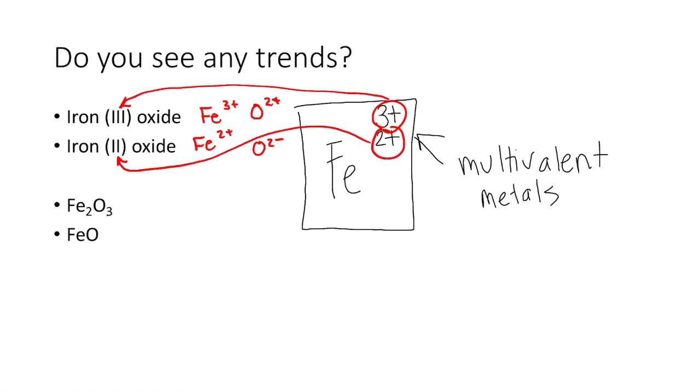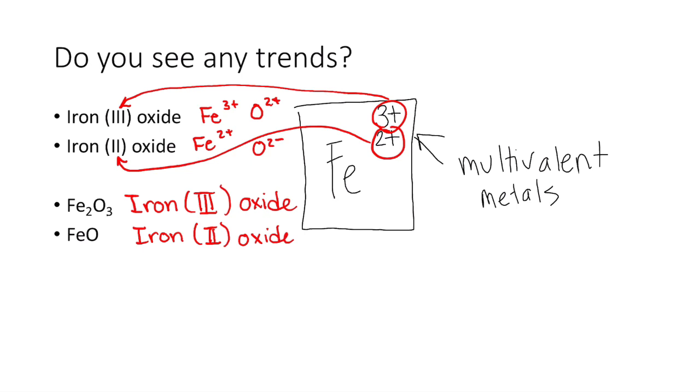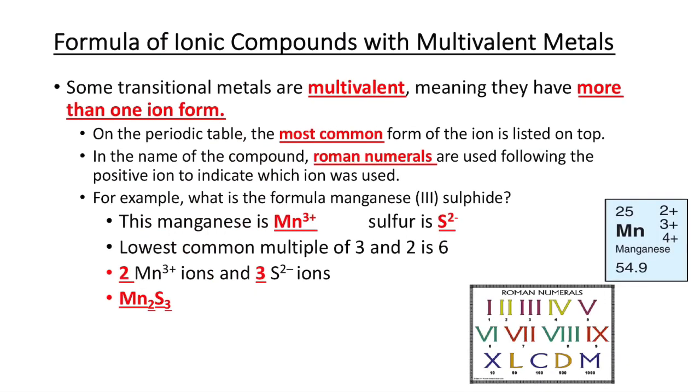So if you were to write the formulas of these multivalent metals using the balanced charge method, for example, or crisscross, either will work, we end up with the formula for iron 3 oxide is this one, and iron 2 oxide is this one. So again, those brackets tell us which charge we're using.